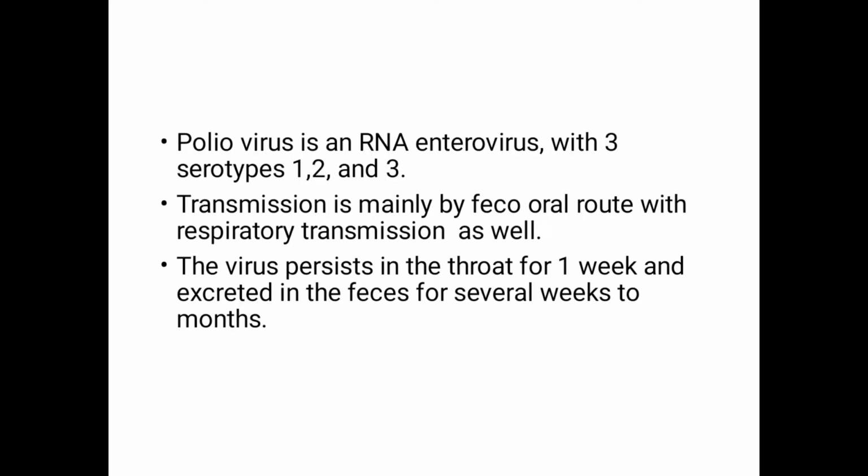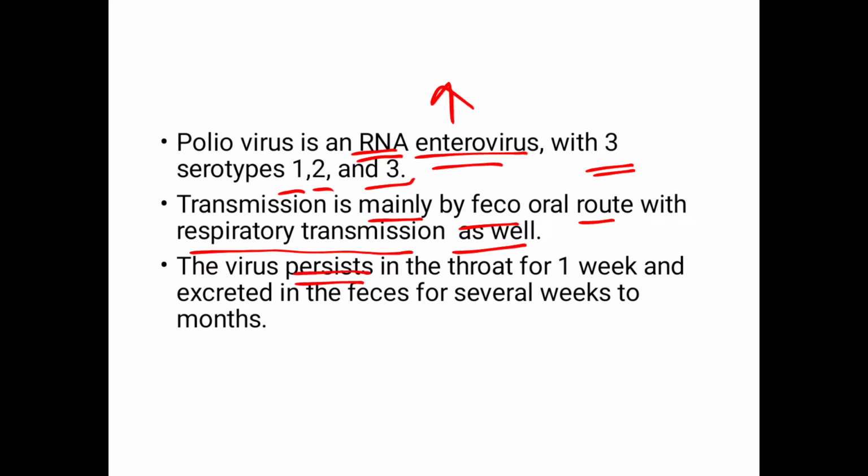So poliovirus is basically an RNA enterovirus, meaning it has got to do something with the intestines as it replicates in your intestines, and it has got 3 serotypes: 1, 2 and 3. Transmission is mainly by fecal-oral route with some sort of respiratory transmission as well. The virus persists in the throat because it's one of the replicative sites for polio. It persists in the throat for 1 week, but it's excreted in the feces for several weeks to months.